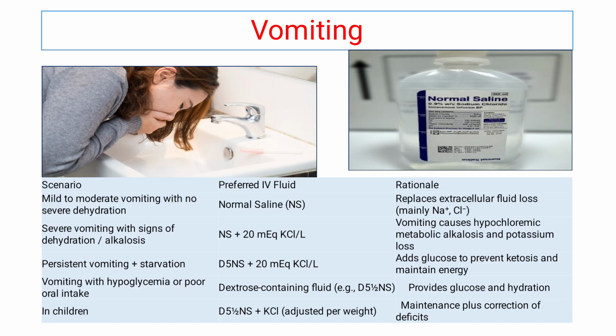If the patient has vomiting with hypoglycemia or poor oral intake, then any dextrose containing fluid like D5 half normal saline can be used as it provides glucose and adequate hydration. In children, D5 half normal saline and KCl are usually the preferred fluid as maintenance, and they also correct the deficits.